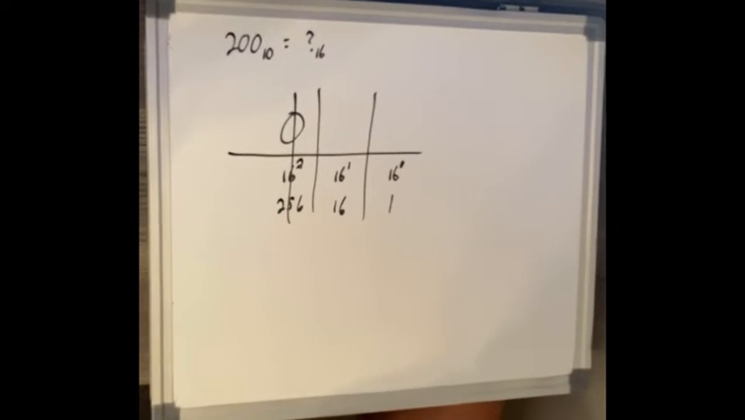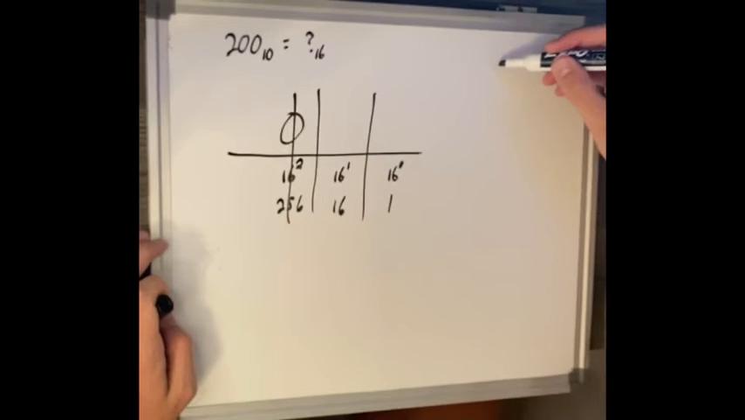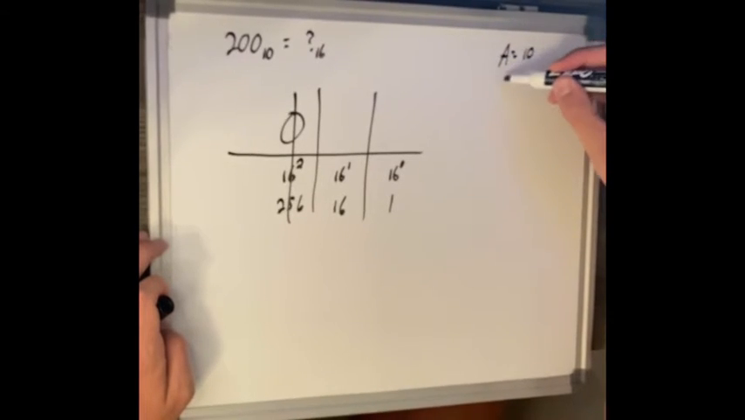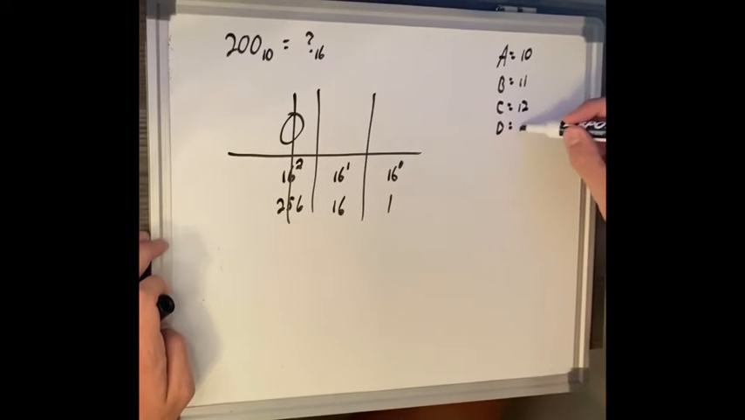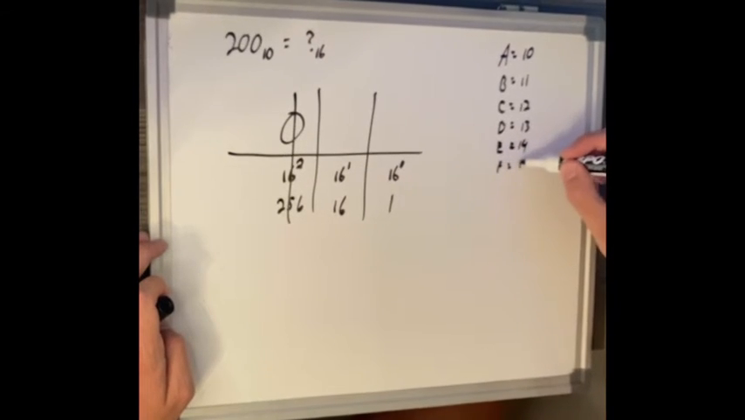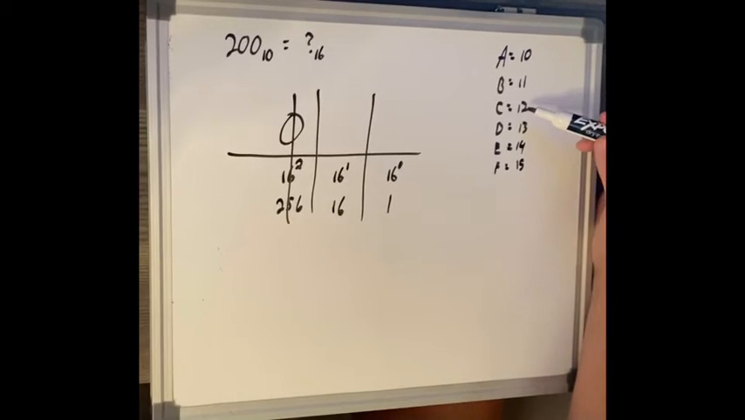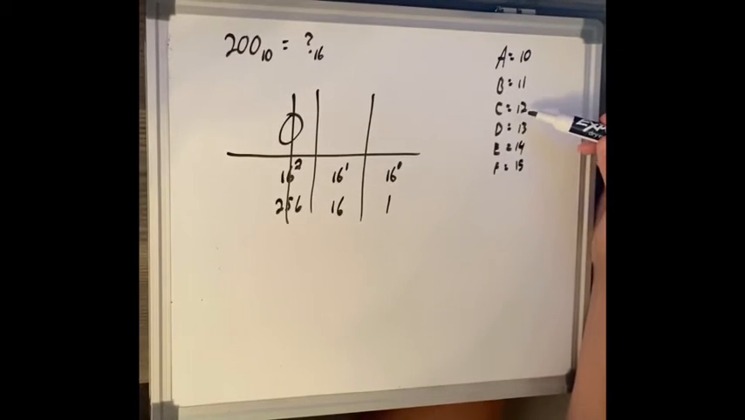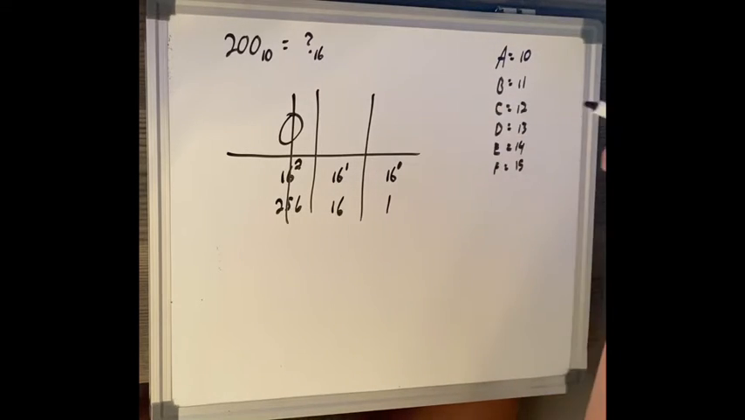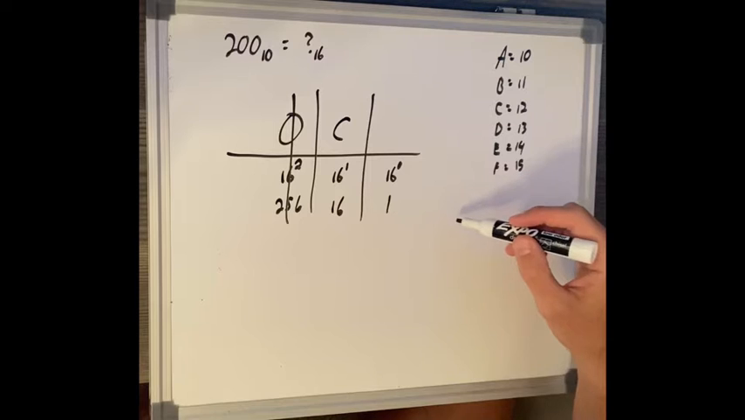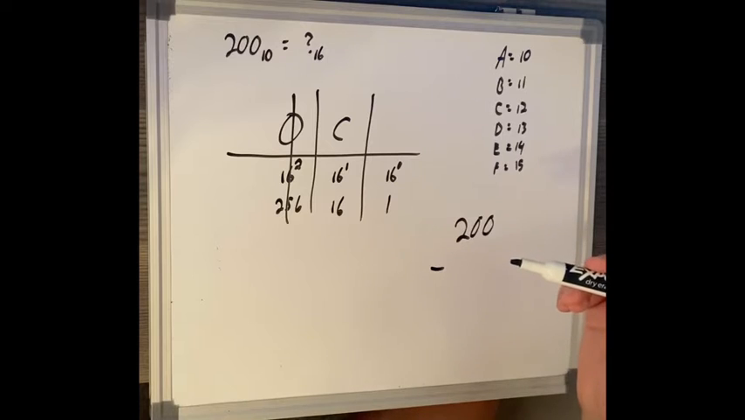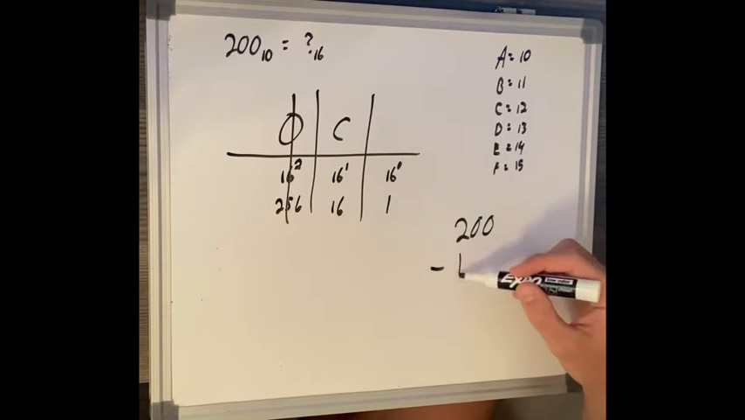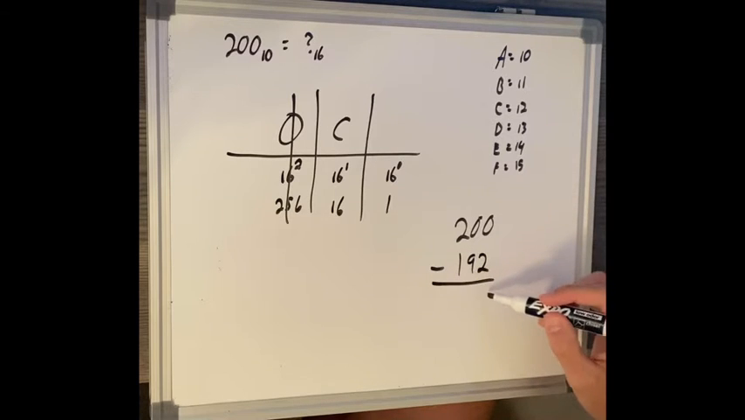But it's basically, and I'll write this out, A is equal to 10, B is equal to 11, C is equal to 12, D is equal to 13, E is equal to 14, F is equal to 15. And we're going to have 12. 12 times 16. So we have C, and we do 200 minus 12 times 16, which should be 192. That leaves me with 8.